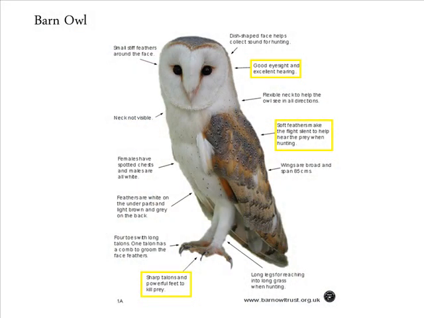The barn owl has many physical adaptations. It has good eyesight and excellent hearing. Soft feathers make the flight silent to help hear the prey when hunting. Sharp talons and powerful feet help capture their prey.